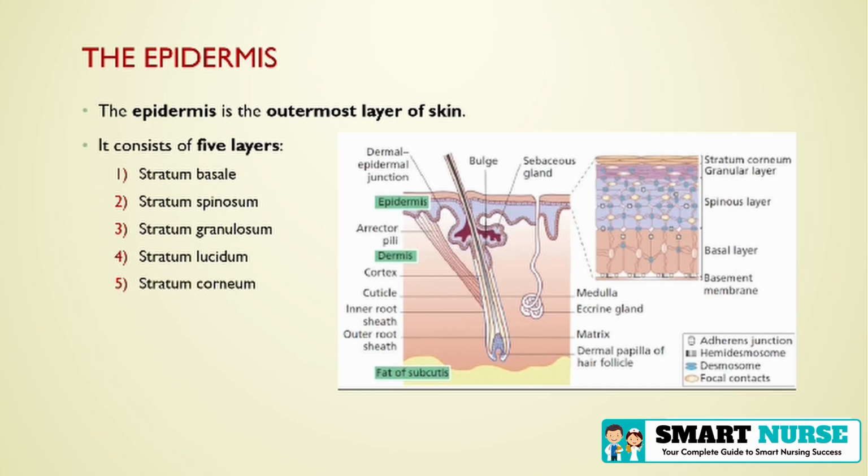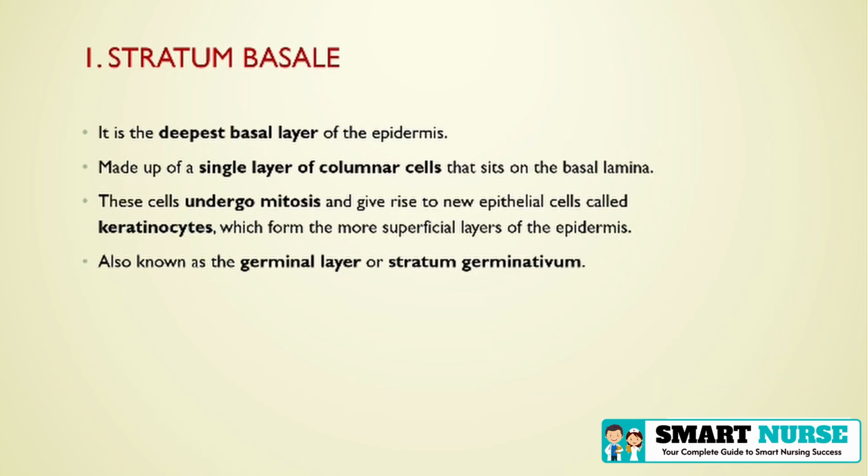Now, the epidermis. What is the epidermis? The epidermis is the superficial layer, the outermost layer of our skin. The epidermis is a primary barrier against the external environment. It consists of five main layers: stratum basale, stratum spinosum, stratum granulosum, stratum lucidum, and stratum corneum. So, let us learn individually about the layers of the epidermis.